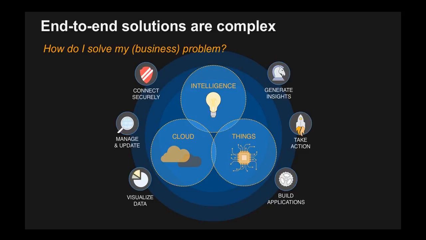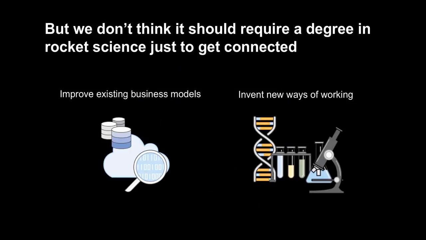Because we also realized for these end-to-end solutions, AWS IoT helps take care of the undifferentiated heavy lifting: connecting devices securely, managing and updating devices, helping you visualize your devices. But customers wanted to have a way of taking action on that as quickly as possible. And that's where the AWS IoT button really comes into play. So you don't really have to be a rocket scientist to get things connected. We wanted to help customers focus on their business logic and their business models and their applications, and also invent new ways of really working with their IoT applications inside of the AWS ecosystem.